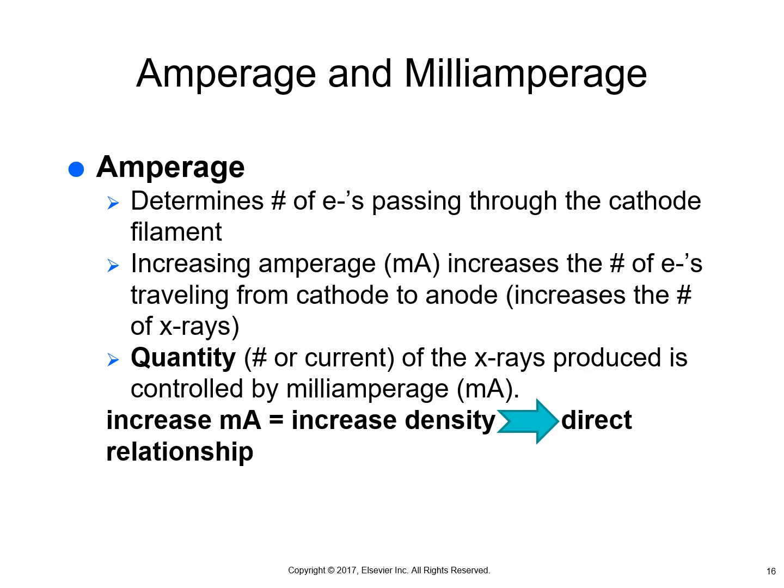So mA is the controlling factor for density, where kVp is our contrast guy. So if I increase mA, I increase density. If I decrease mA, I decrease density. So that's a direct relationship, whereas kVp in contrast was an indirect. If I increase kVp, I decrease contrast. So remember that.